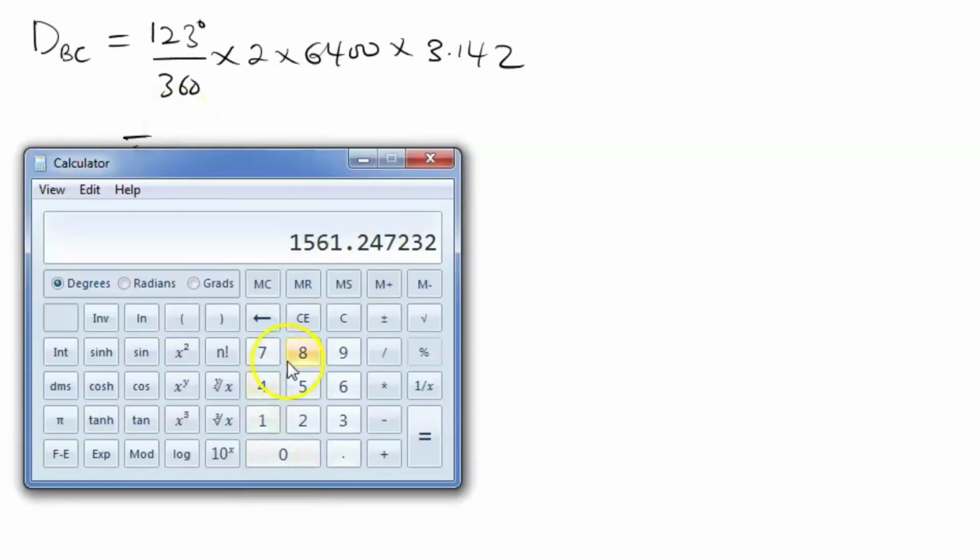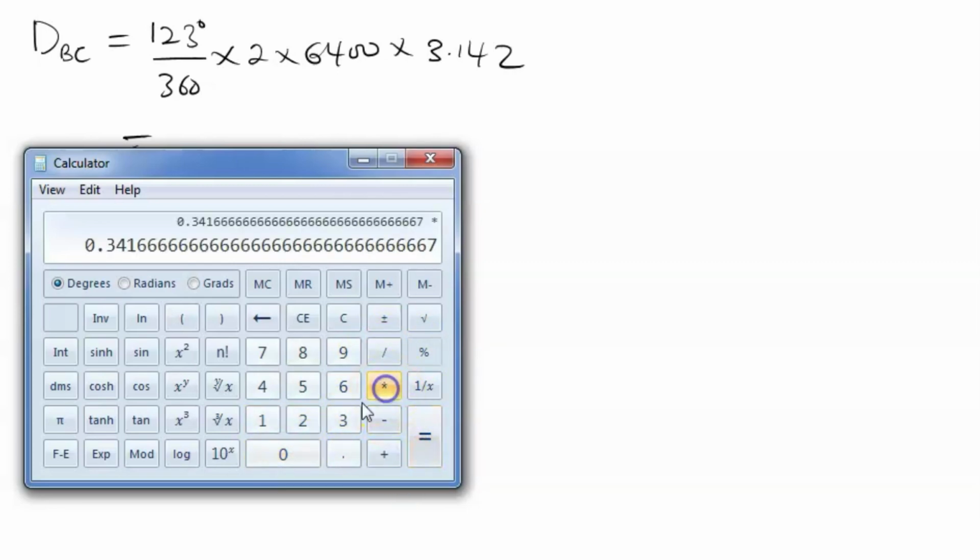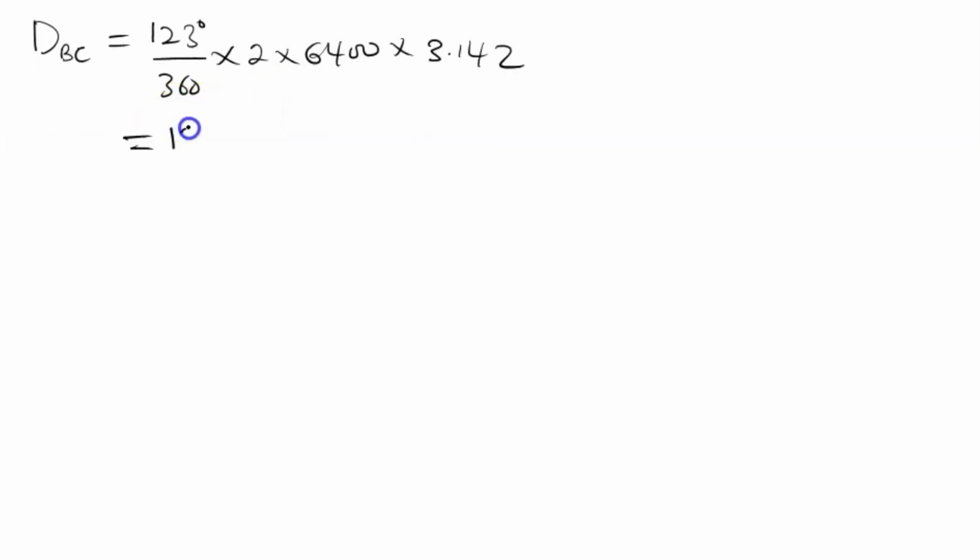All right, so let's quickly do this. I'm having 123 divided by 360. That is going to give me this. Then multiply by 2, multiply by 6400, multiply by 3.142. All right, so that is 13741, of course point, maybe point this. Okay, kilometers. So this happens to be the distance between B and C along the great circle.